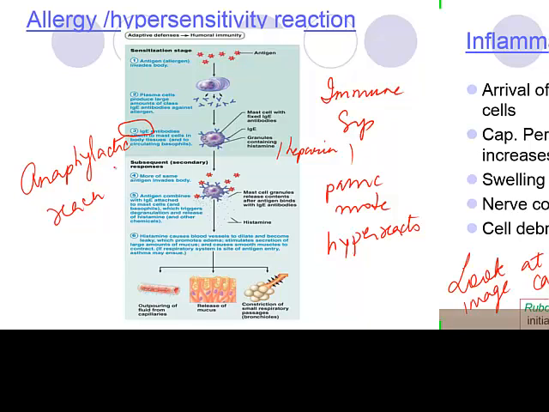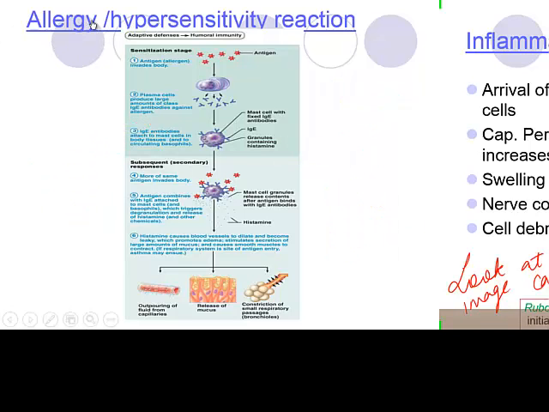Just above the vocal cords, there is a swelling which is known as vestibular folds. Those close up, so the airway is blocked there itself, and severe swelling these people have, and that's because of the histamine and heparin which is released. So let's take a look at this.